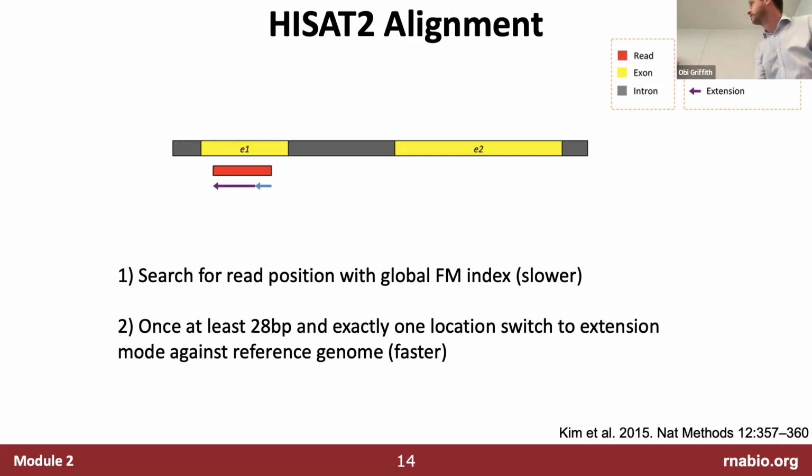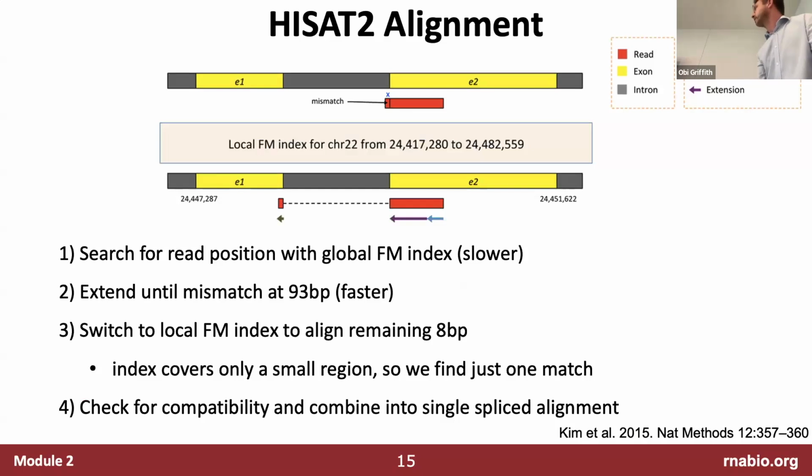And in this case, because this read was fully included in this exon, once it found that little 28 base pair match, it was able to just extend the rest of the read. The rest of the read just matches here perfectly and it's done. This extension part is much faster than the index searching part, right? So that's a space or time-saving innovation. So that's the simplest situation. What about these more complicated situations?